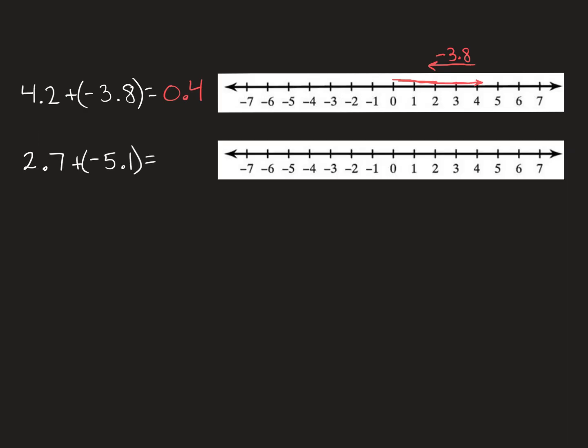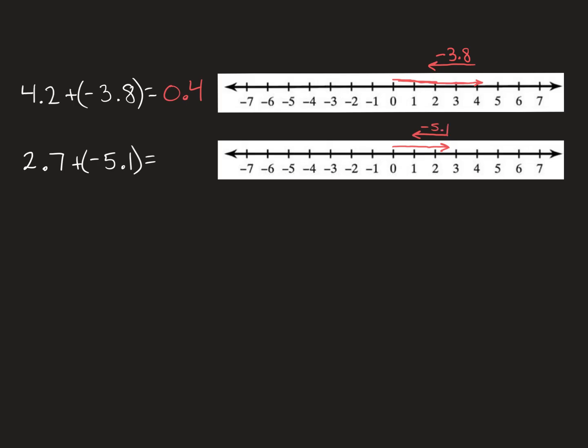So here's our second question. And already we have this in addition, which is what we need. And I'm going to move to the right 2.7. So I move to the right 2.7, which is about here. And then this says if I add negative 5.1, that means I have to move to the left 5.1. And I'm going to go from here, and I'm going to go to the left 5.1.